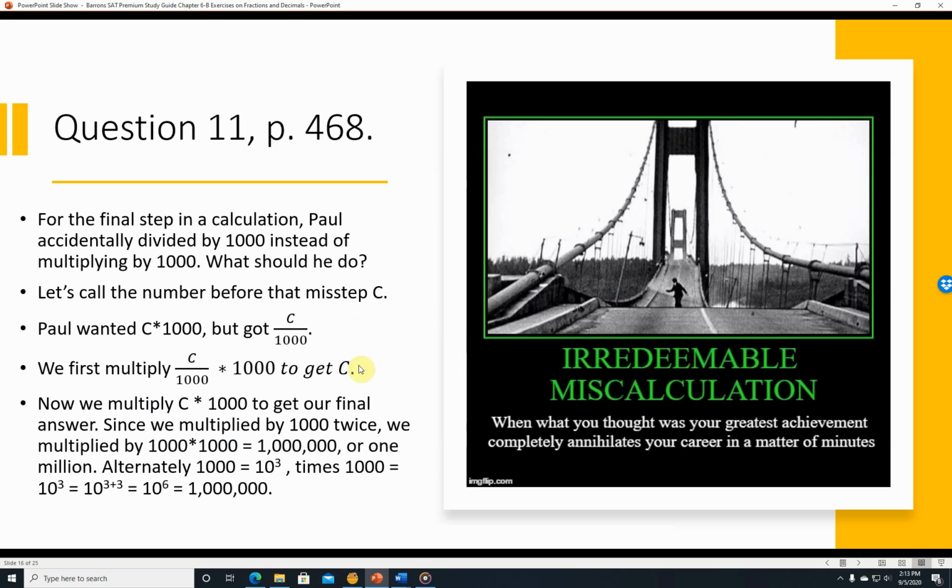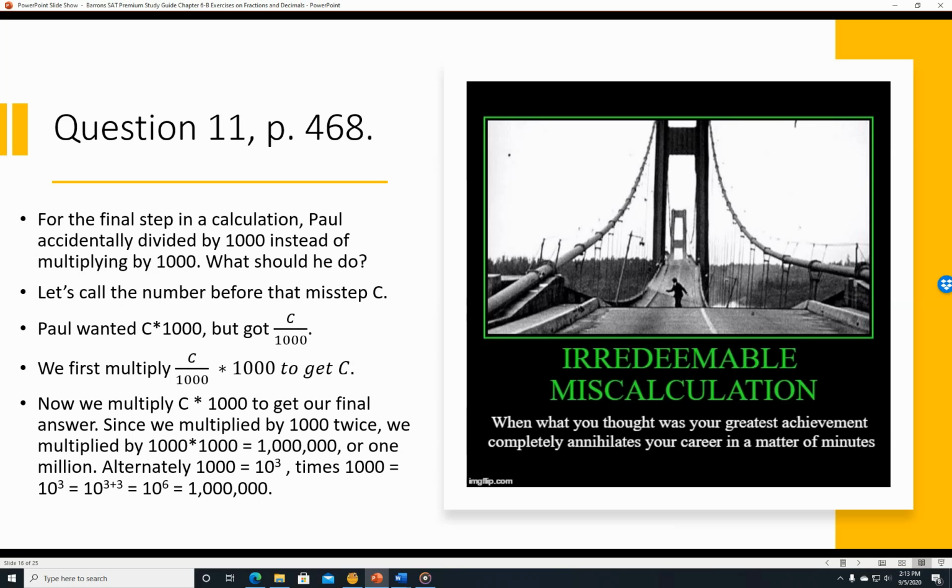Okay, question 11, page 468. All right, for the final step in a calculation, Paul accidentally, no, he didn't. All right, talk about miscalculations. Anyway, for the final step in a calculation, Paul accidentally divided by 1,000 instead of multiplying by 1,000. What should he do? Well, let's call the number before that misstep C.